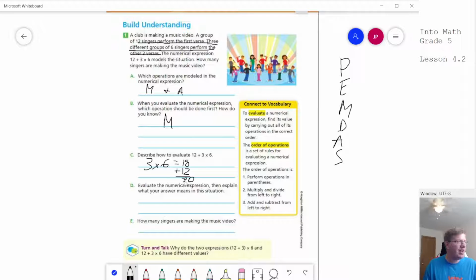And so we've evaluated, here's our answer, and explain what your answer means. We would have 30 singers performing in the music video. And so that's what that answer means. That would tell us the total number of performers that we have.